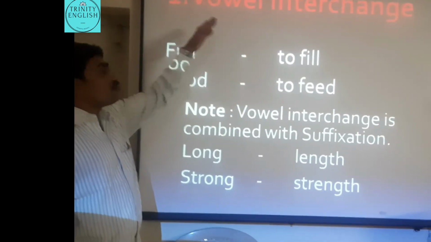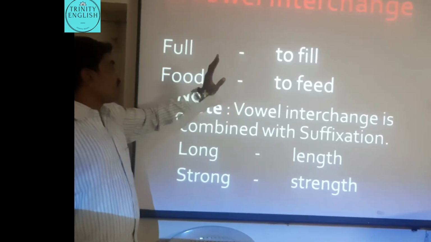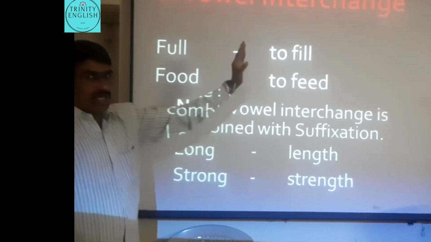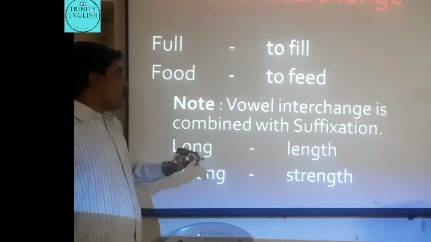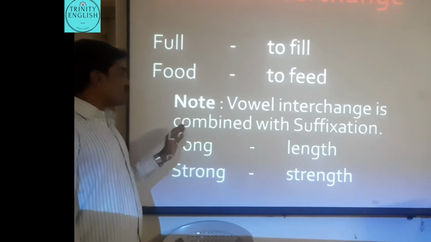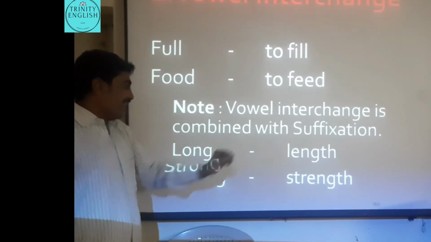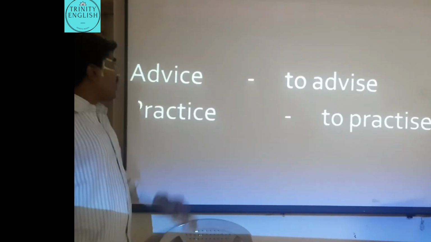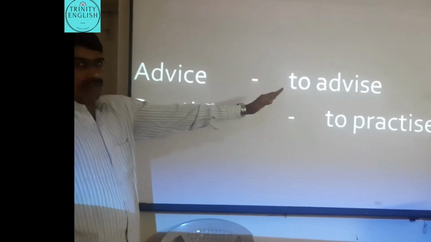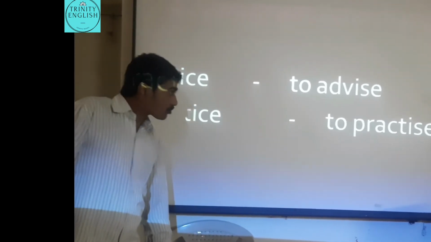The first one is vowel interchange. Examples are full to fill, and foot to feed, and so on. Here the vowel interchange is combined with suffixation: long, length, strong, strength, and so on. And next we have advice to advise, practice to practise.